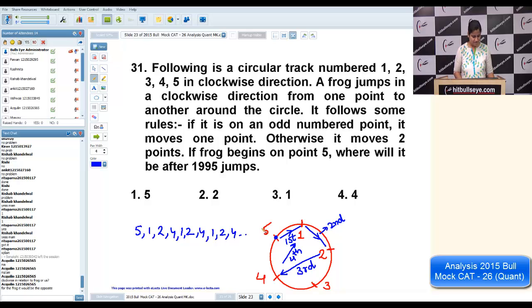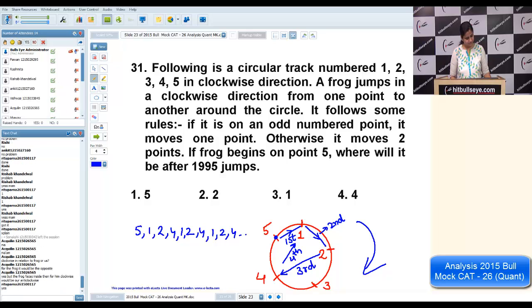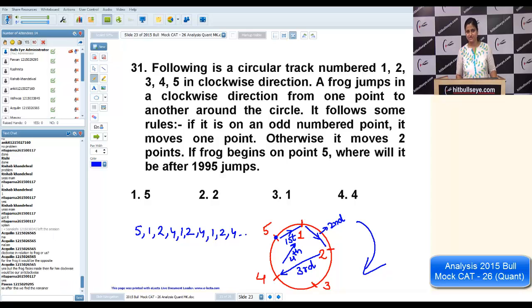Clockwise direction is this thing only. Is it okay, Rituparna? That was your problem. Whenever we are talking about clockwise direction, it will be the direction in which clock moves. That will be the clockwise direction. You cannot change the clockwise direction. You can change the left or right.